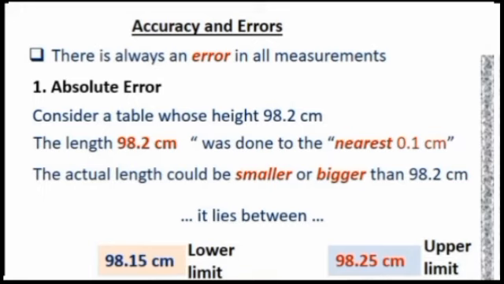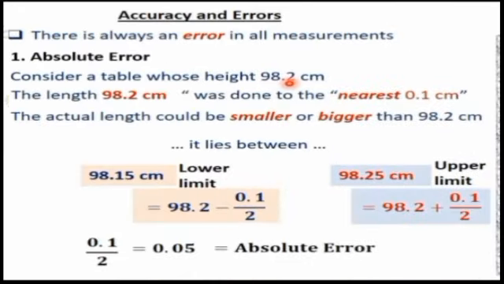What is a lower limit? A lower limit tells you that the actual length, that is the real length of the table, cannot be smaller than this number. The upper limit tells you that the real length of the table cannot be higher than this number. How do we get lower and upper limits? Yes, we get lower and upper limit by subtracting. For the lower limit, we subtract the absolute error from it, and the upper limit, we add the absolute error to it. Very important, getting our absolute error.